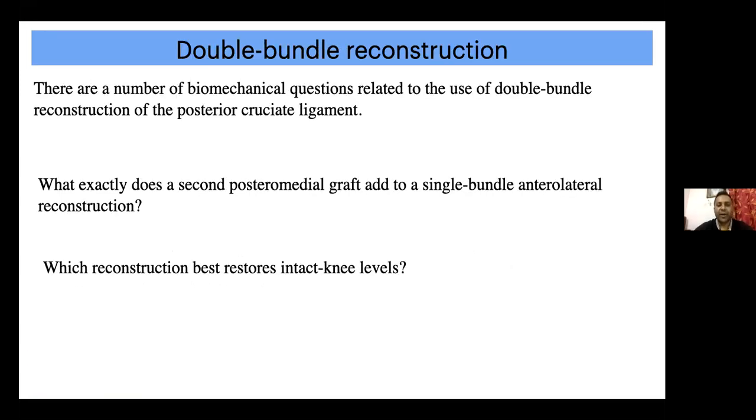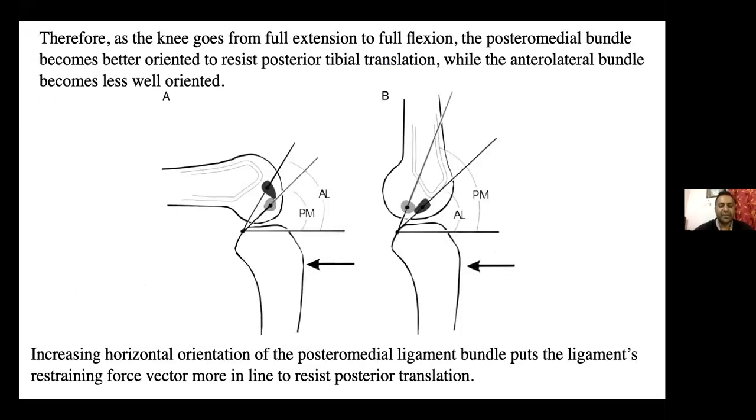There are a number of biomechanical questions related to the use of double bundle reconstruction of the PCL. The questions may arise: what exactly does a second posterior medial graft add to a single bundle anterolateral reconstruction, or which reconstruction best restores intact knee levels? This can be answered through this diagram.